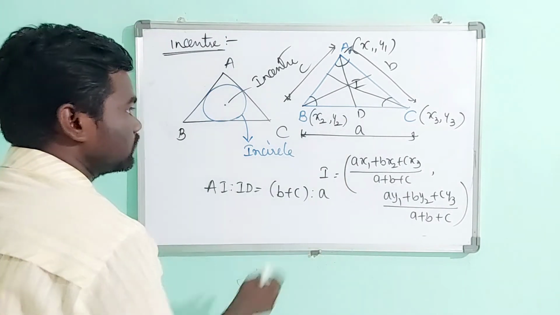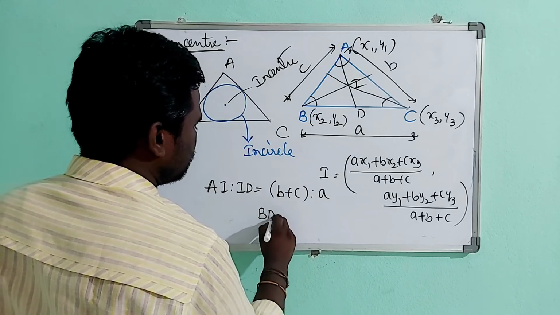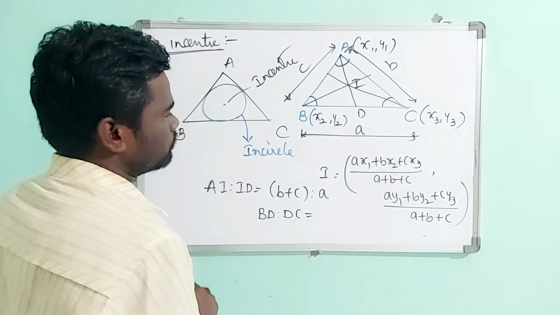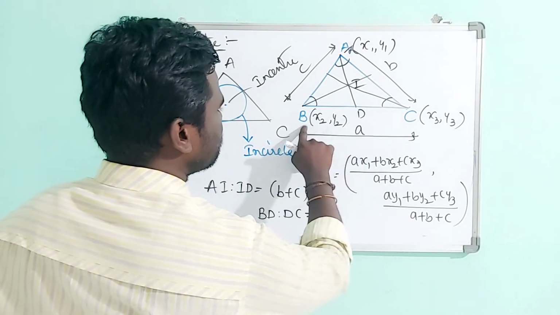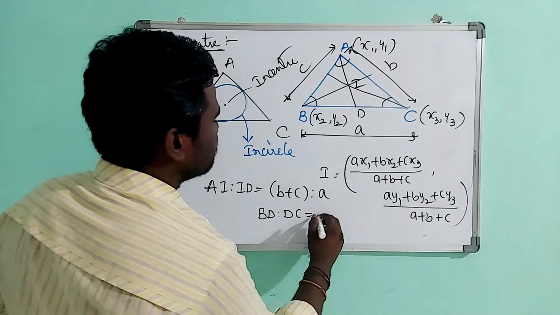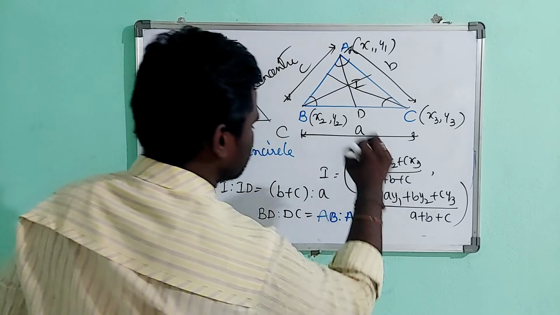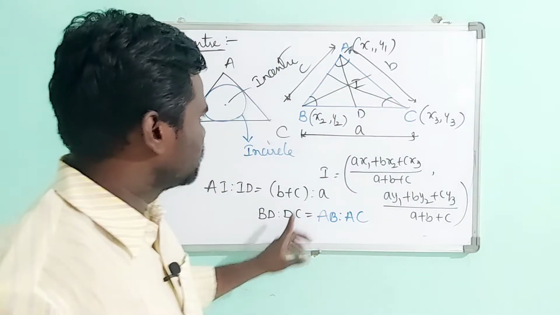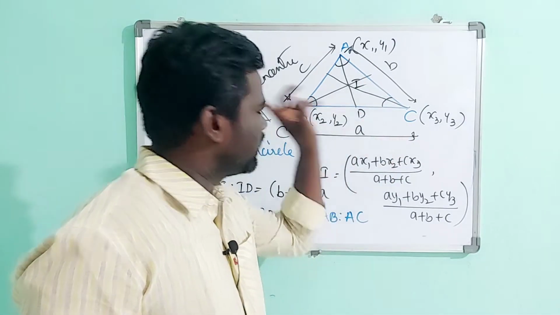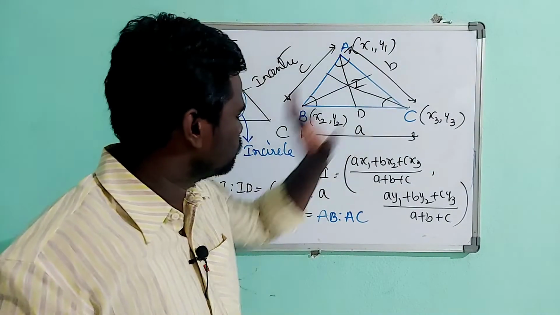And one more thing: if it is D, then BD is to DC. Which means D divides BC in the ratio BD is to DC, which is nothing but AB is to AC. So we can easily find the ratio in which BC is divided by D. So BD is to DC equals AB is to AC.